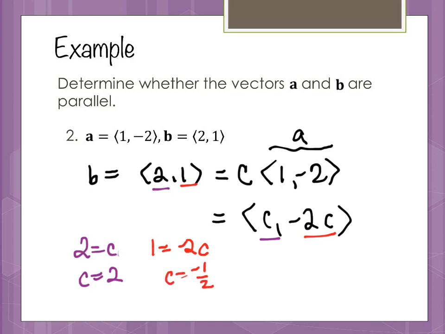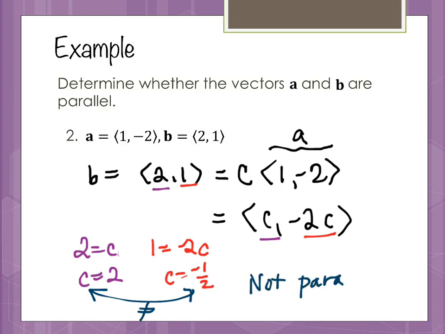Negative 1/2. And these are not equal, right? So there isn't a way to create them. The basic idea is that in order for them to be parallel, I should have had to take one of the vectors and multiply it by some non-zero constant and actually create the other vector. And I can't do that. I tried to multiply one vector by some non-zero constant c and see if I could get them to match, and it doesn't work. So these are not equal, which means these are not parallel.